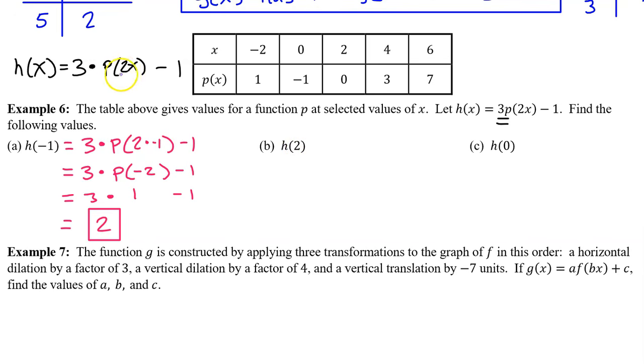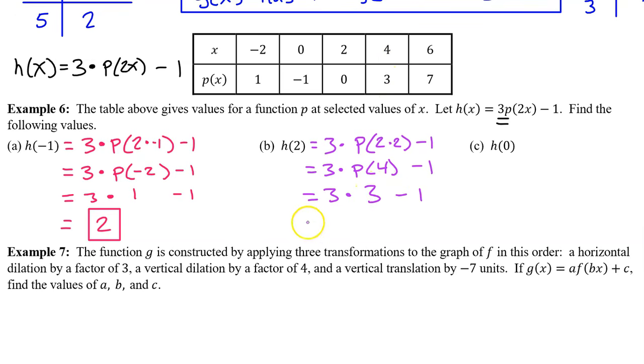Similarly, h at 2 means plug in 2 for x right here. So h at 2 will equal 3 times p at 2 times 2 minus 1. So that's 3 times p at 4 minus 1. So that's 3 times p at 4 is 3. So 3 times 3 minus 1. That's 9 minus 1, which is 8.